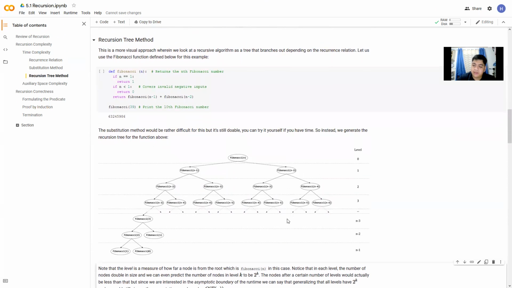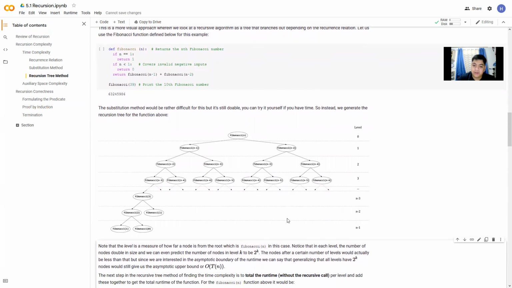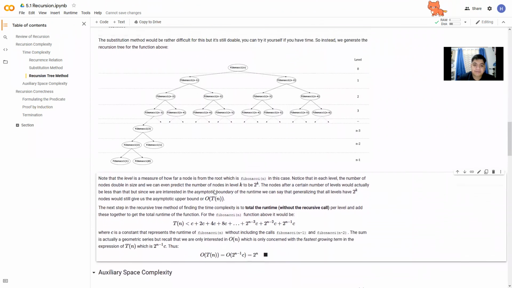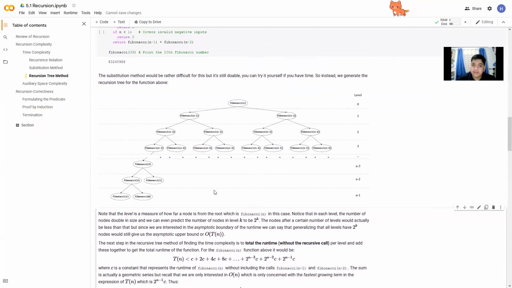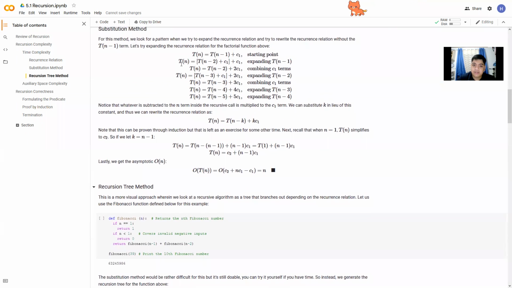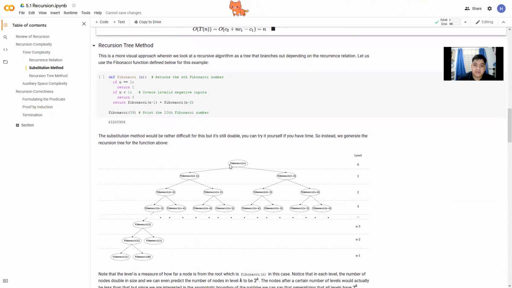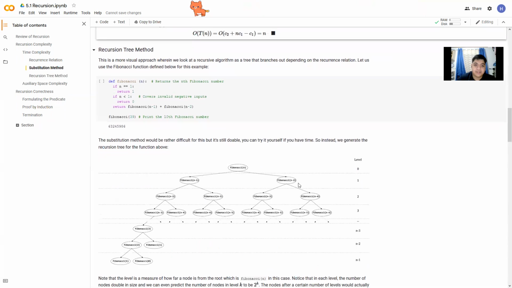It's more graphical and a little bit more wordy, wordy as in it uses a lot of words. It's an alternative method whenever you don't get to see the pattern when you use the substitution method. So yeah, that's the recursion tree method.